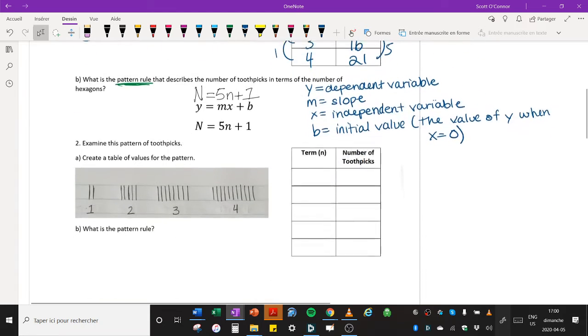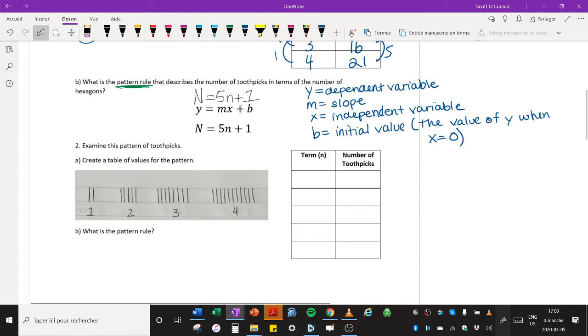Okay, let's do the next one together. It says here, create a table of values for the pattern. And then what is the pattern rule? Again, always start here with 0 and then go up: 1, 2, 3, 4. All right. How many toothpicks do we have for number 1? We have 2. How many for number 2? We have 5. How many for number 3?